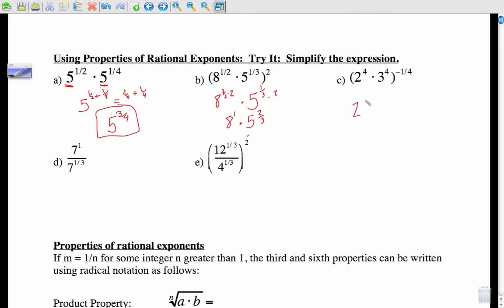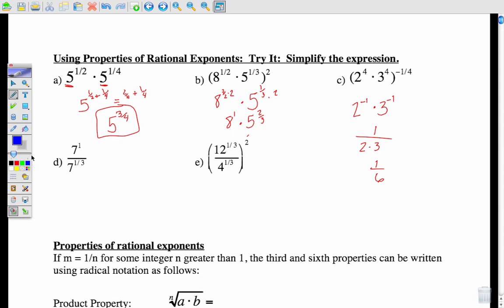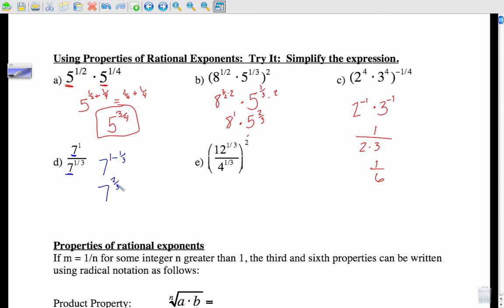Over here, I'm going to distribute that -1/4 in there. So I will end up with 2, this is a multiplication, 2 to the -1 times 3 to the -1. They're both negatives, so that means you're going to put them both on the bottom. 1 over 2 times 3, which is 1 over 6. Let's grab a different color here. These are being divided. Because these bases are the same, you are going to subtract these exponents. So you're going to end up with 7 to the 1 minus 1/3. And 1 minus 1/3, if you get common denominators, is 2/3. 7 to the 2/3.